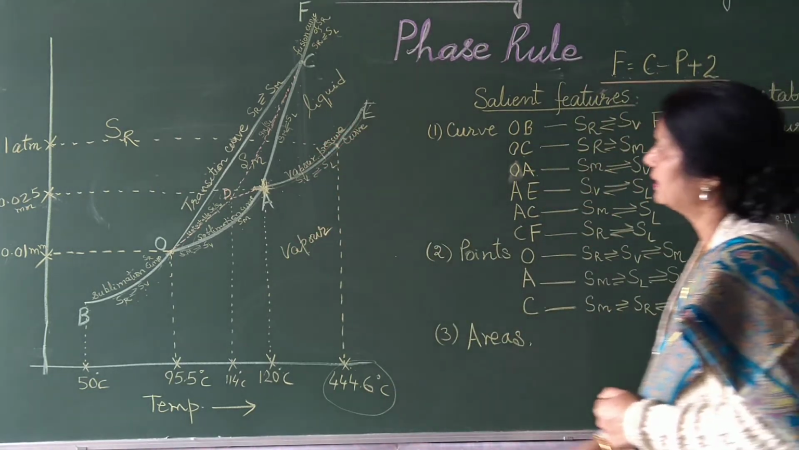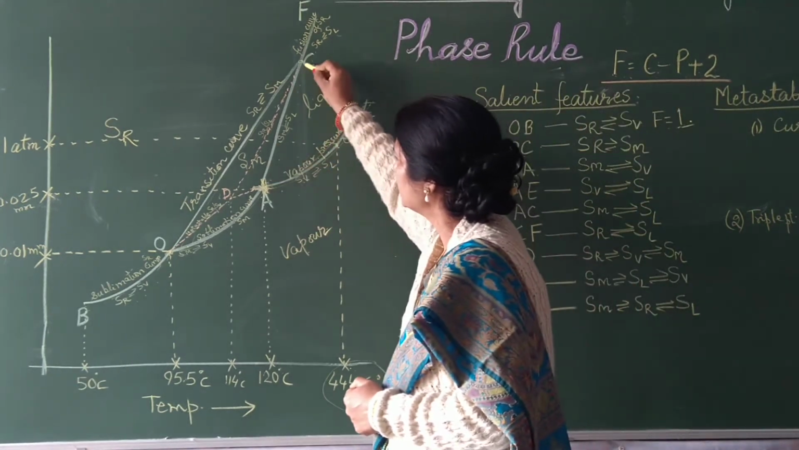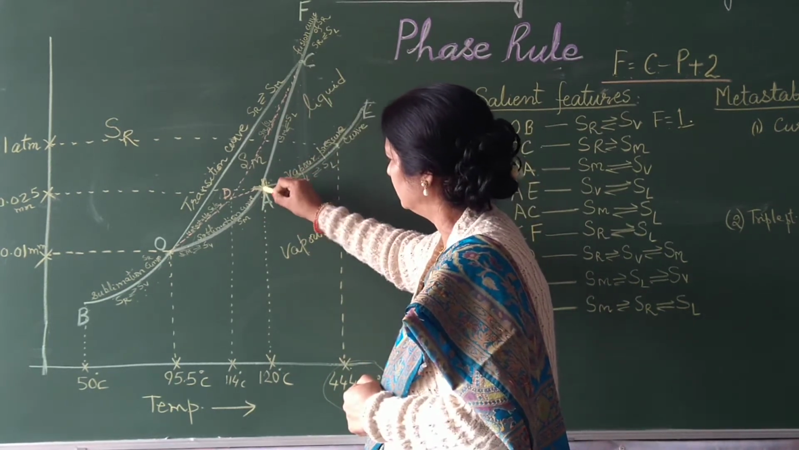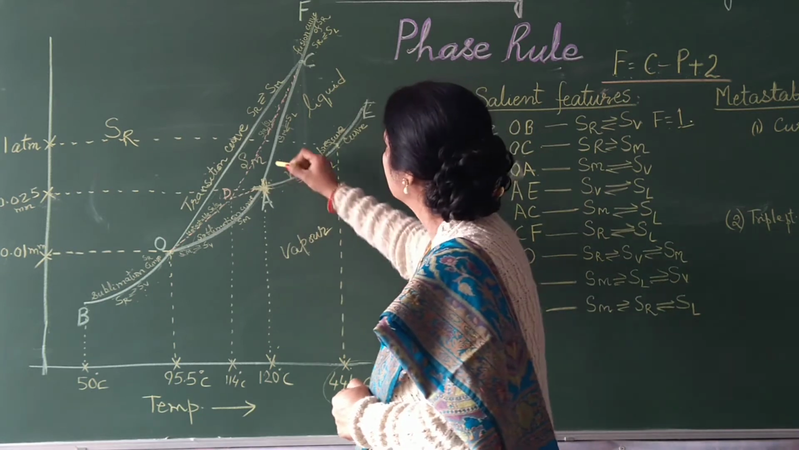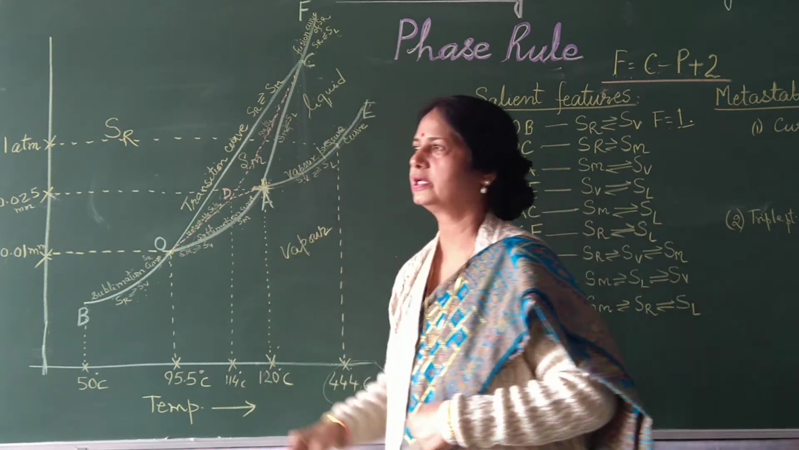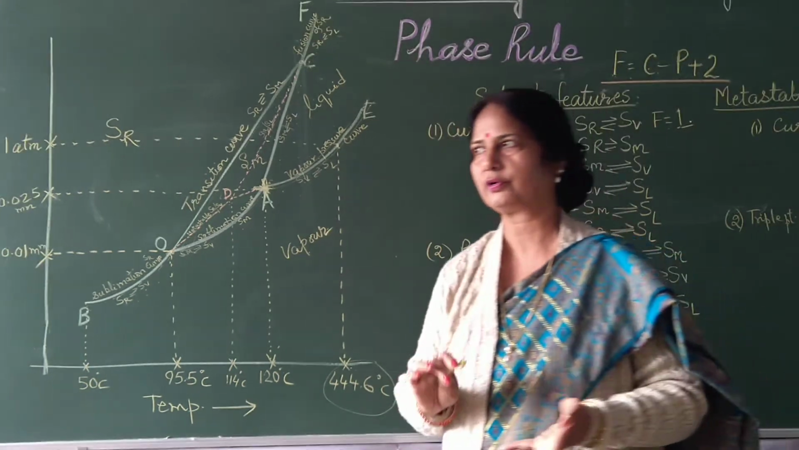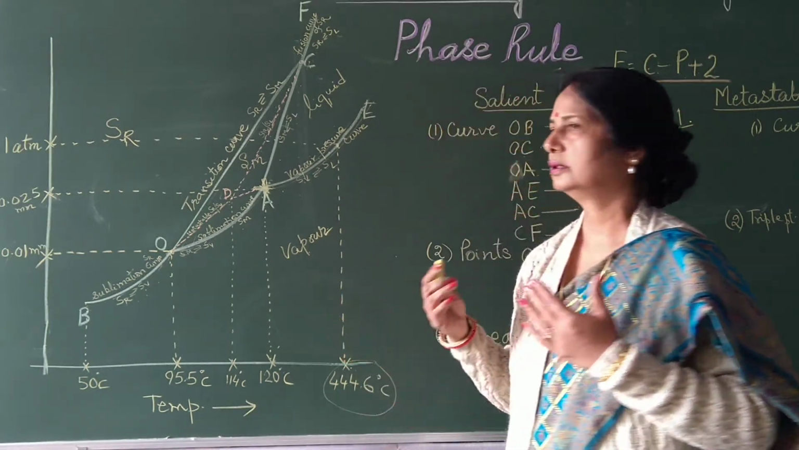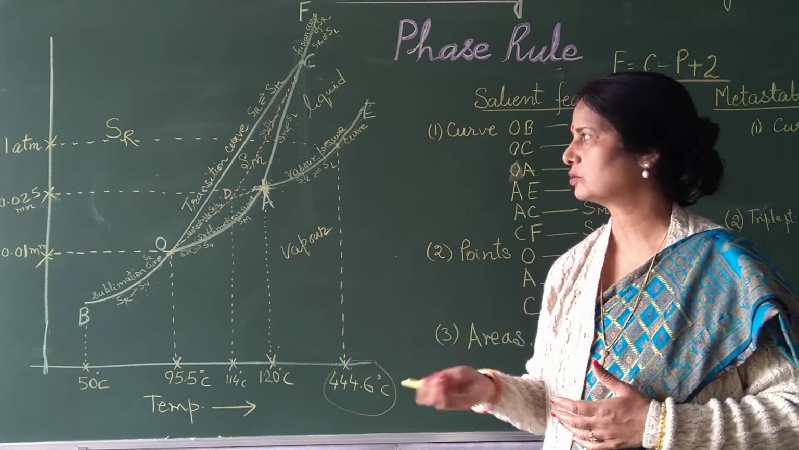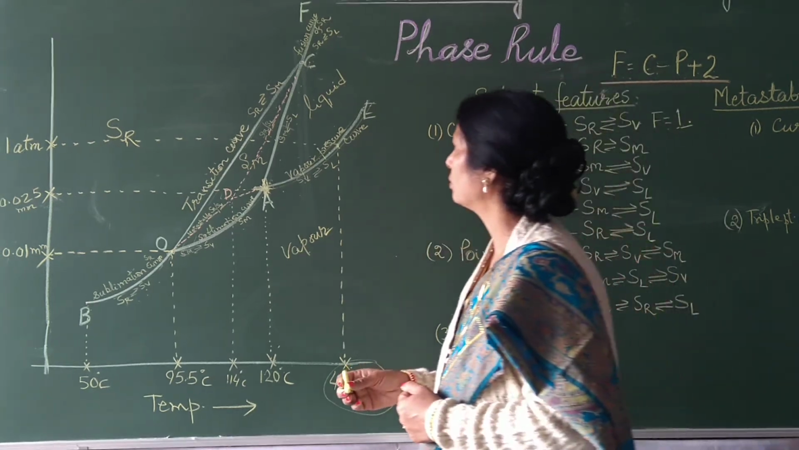Now let's take this curve AC. We have seen that at point A it starts changing. So along this curve AC, we have the monoclinic sulfur and the liquid sulfur in equilibrium. Again, the degree of freedom will come out to be 1. So the system is univariant along this curve.